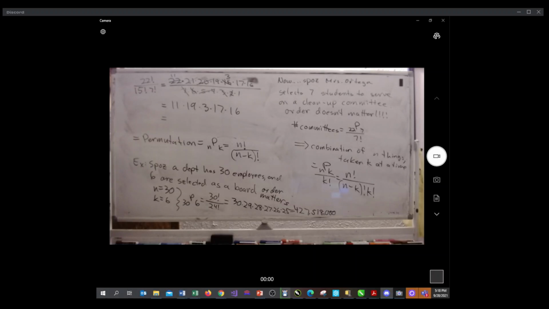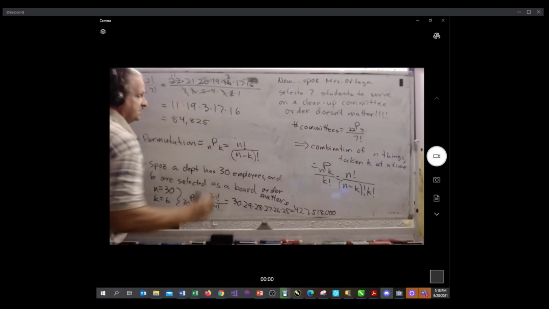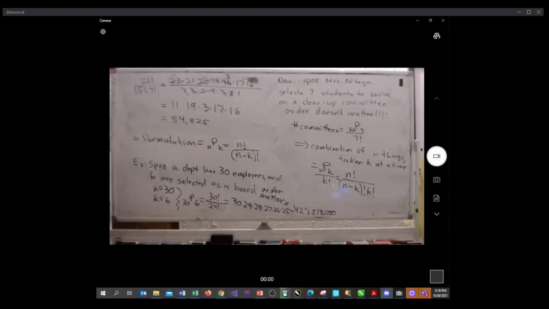It's a lot lower than what we had before, I can tell you that. 84,825. And what number did we get before? 859 million with change. Quite a bit smaller, right?